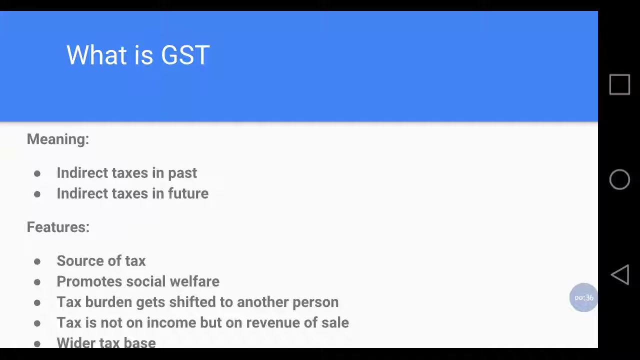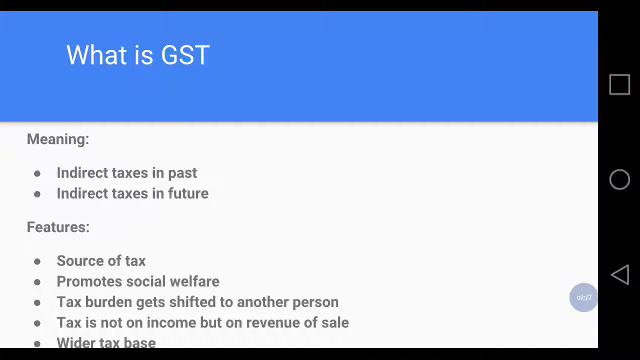Earlier, a lot of indirect taxes were collected by the state and central governments as well. Some of the past indirect taxes are excise duty, customs duty, service tax, central sales tax, value added tax, and some other taxes like luxury tax, gift tax, and so on. Among indirect taxes at present, only GST and customs duty are available. The rest of the taxes are subsumed into GST.